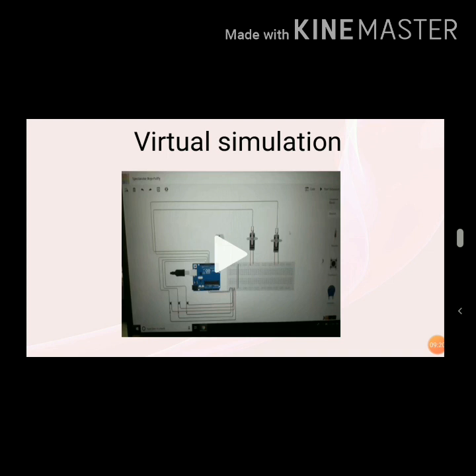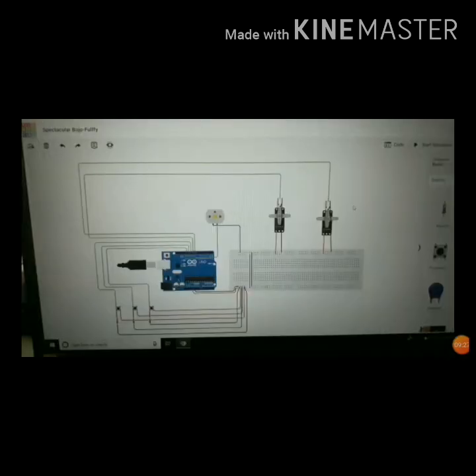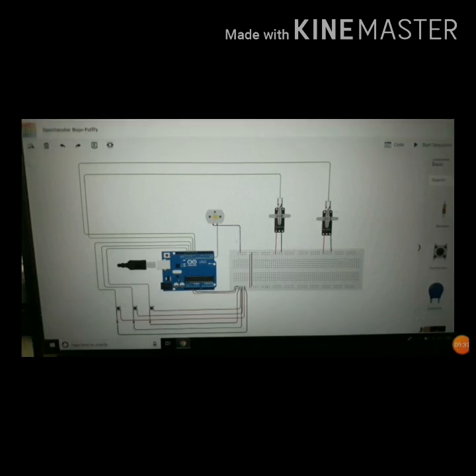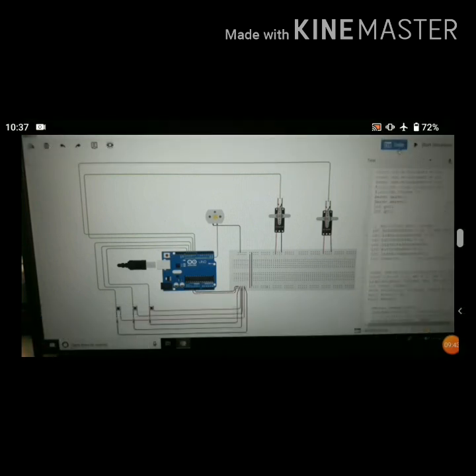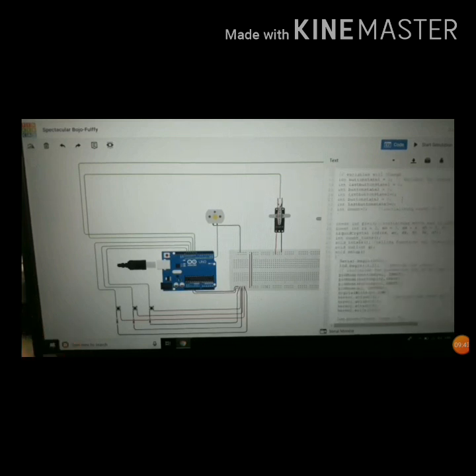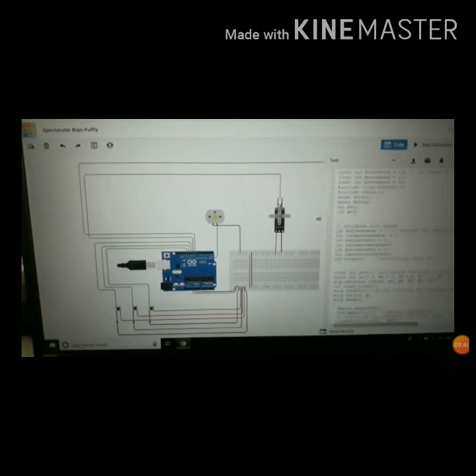Next, we have our virtual simulation. This is the virtual simulation diagram of our project. So here we have used an Arduino Uno, DC motor, 2 servo motors, 1 breadboard and 3 push buttons. So then let's go for the code. So here is the code of the project, which is completely based on C programming. So next, the simulation.